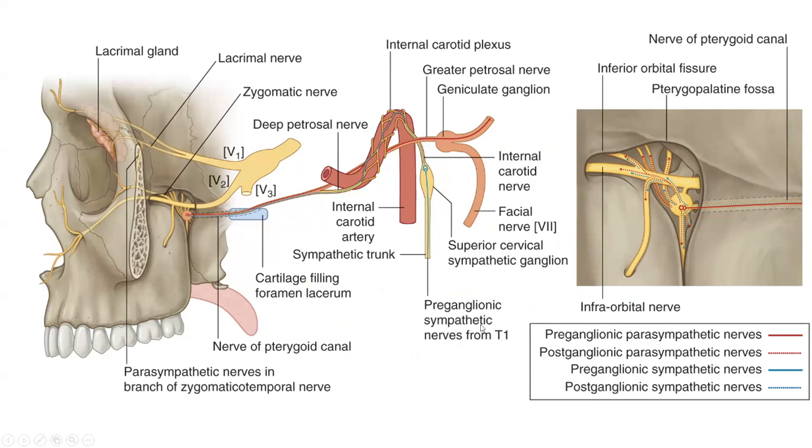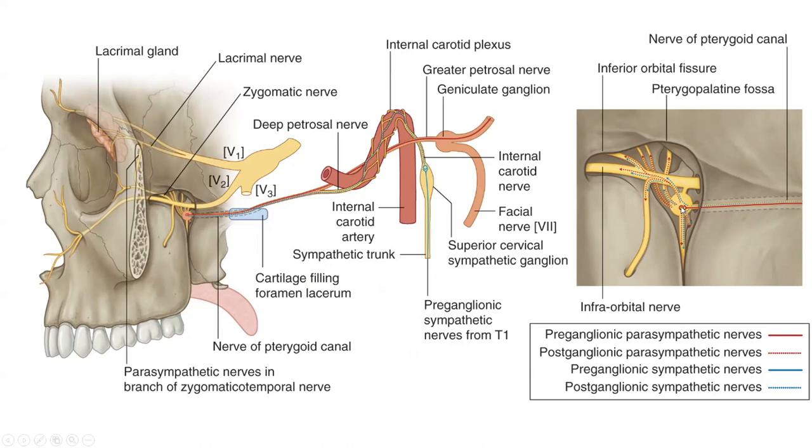As we mentioned, as usual, the preganglionic sympathetic is arising from the ciliospinal center T1 C8. It goes via the sympathetic trunk to the superior cervical sympathetic ganglion, synapsing with the postganglionic sympathetic, which is carried by the internal carotid plexus as the deep petrosal nerve. And this deep petrosal nerve and the greater petrosal nerve, which is very important, the greater petrosal nerve is carrying preganglionic parasympathetic fiber, but the deep petrosal nerve is carrying the postganglionic sympathetic fiber, and they make the nerve to the pterygoid canal, or nervi canalis pterygoidei.